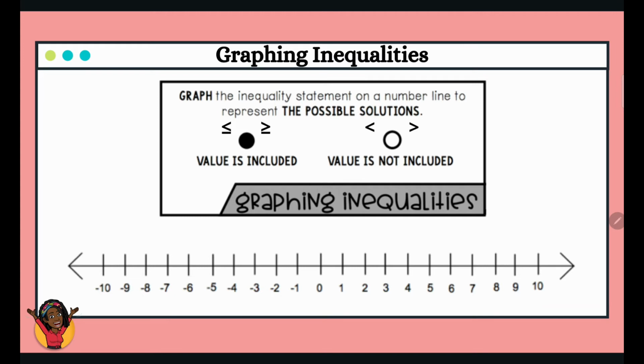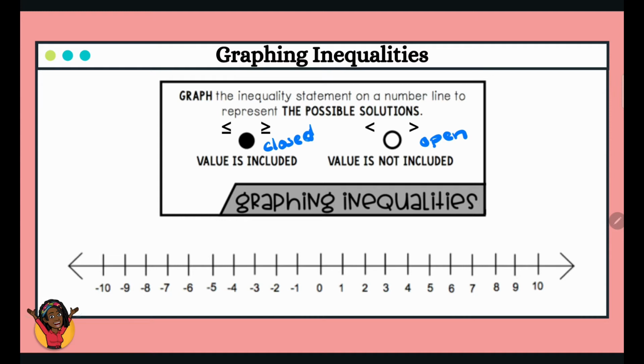When we're graphing an inequality on a number line, there are a few things we need to keep in mind: whether our circle is closed or open, and the direction of the line. When the circle is shaded in, we call that a closed circle. If it is not shaded in, we call that an open circle. You can use the O in open to remember open circle.